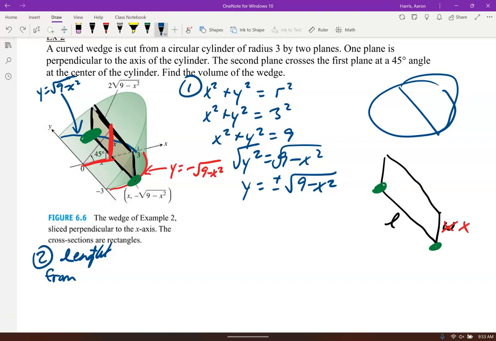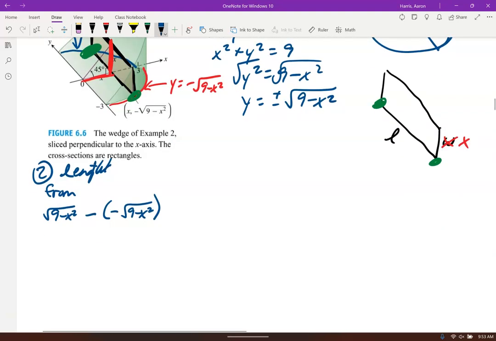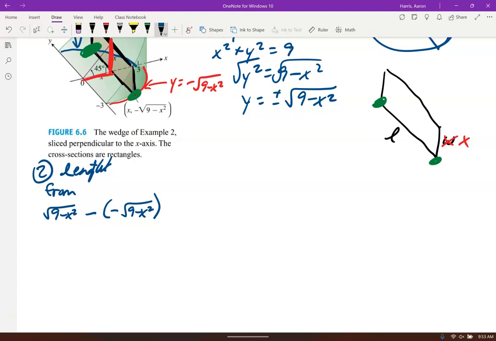So square root of 9 minus x squared minus the red one, negative square root of 9 minus x squared. Well, what's that difference? Square root of 9 minus x squared plus the square root of 9 minus x squared is 2 square root of 9 minus x squared. That's this length, 2 square root of 9 minus x squared. And so that finally brings us to our volume.